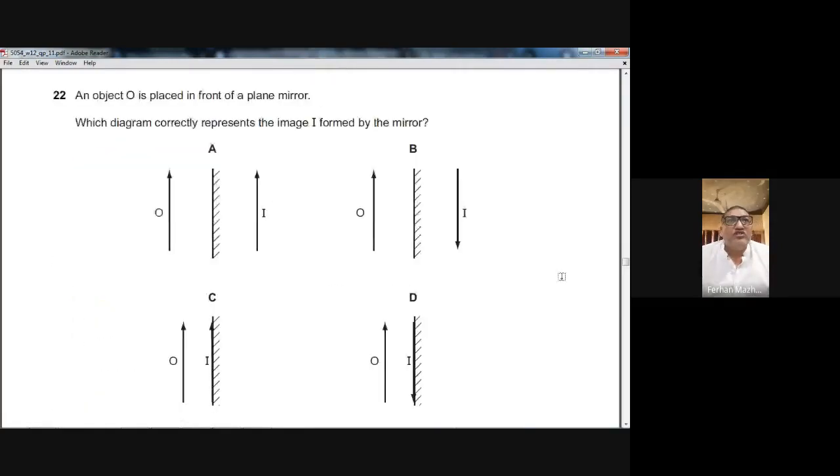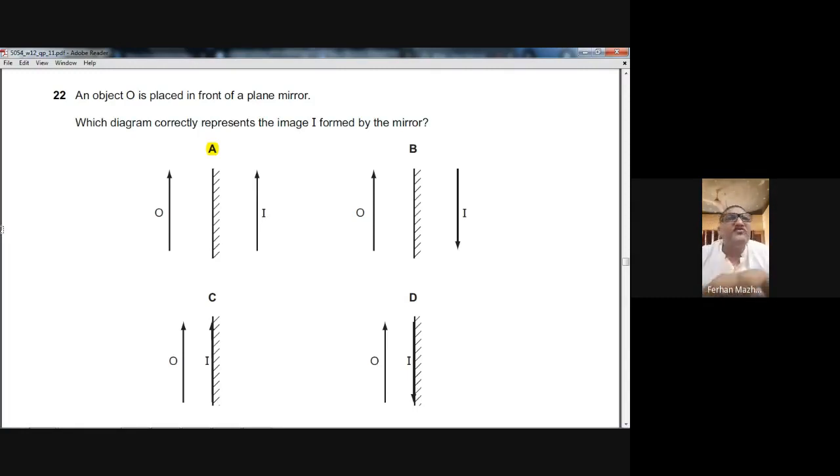Here, an object O is placed in front of a plane mirror. Which diagram correctly represents the image I formed by the plane mirror? When the image is formed in the plane mirror, the image is at the same distance as the distance of the object from the mirror, and the image is upright. The image is formed behind the mirror. So clearly A is the option. This one is not upright, it has been inverted. This is wrong, and this is also wrong. So the only correct option is A.